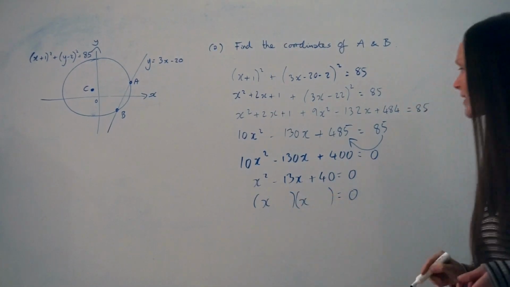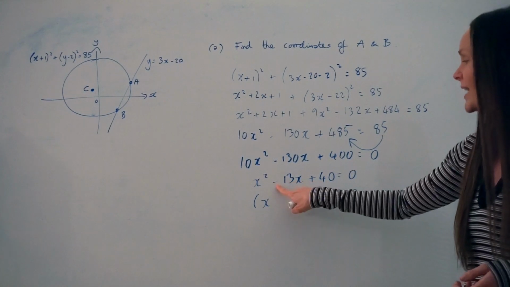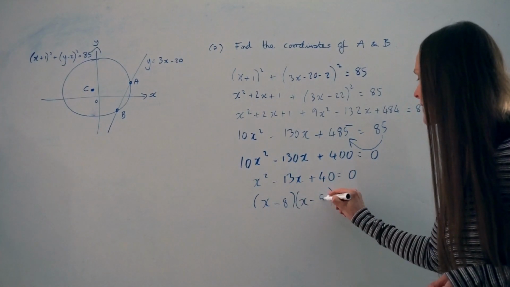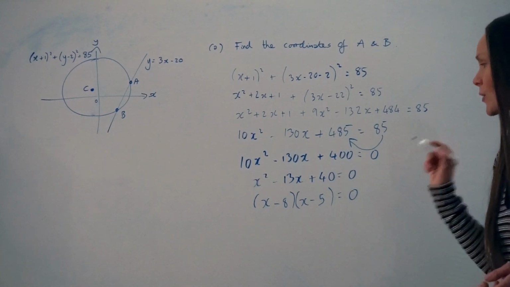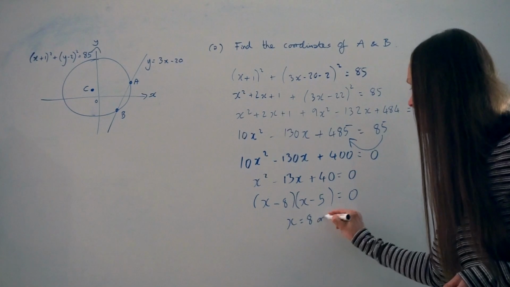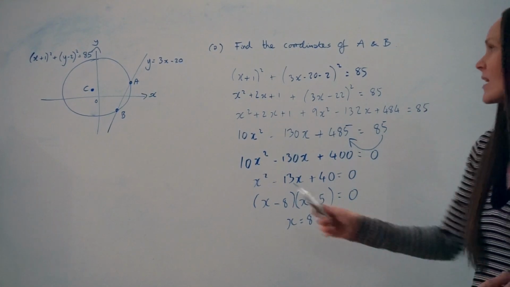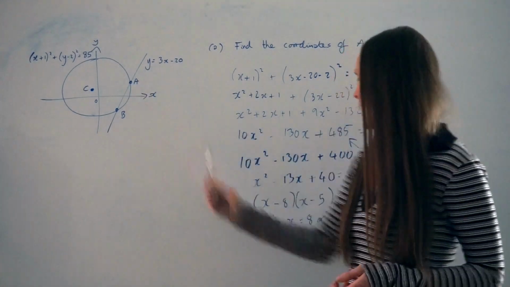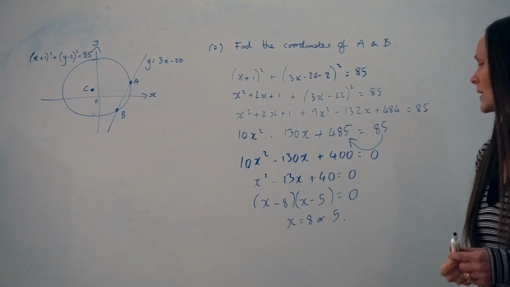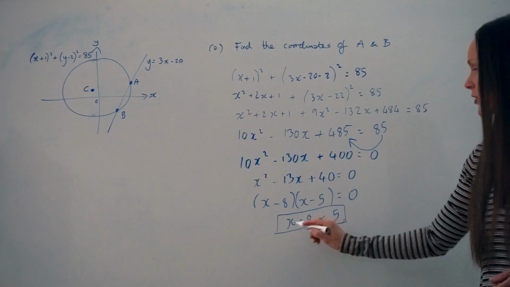Inside the brackets, these two numbers have to multiply to give positive 40 and add to give negative 13. That should be negative 8 and negative 5. So that gives me my two x values, positive 8 and positive 5. We can see here that the x coordinate of A should be 8 and the x coordinate of B should be 5. Next we have to find the corresponding y values to go with each of these x values.